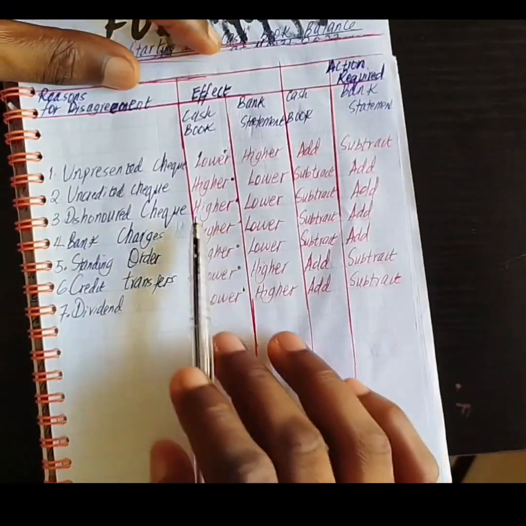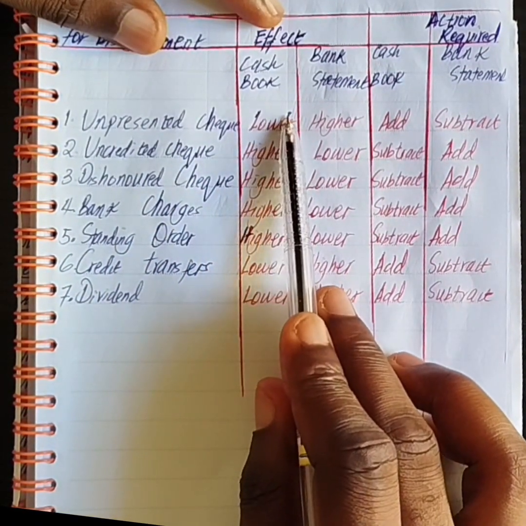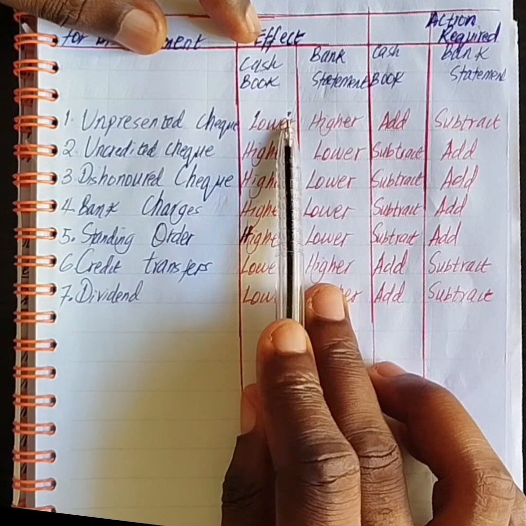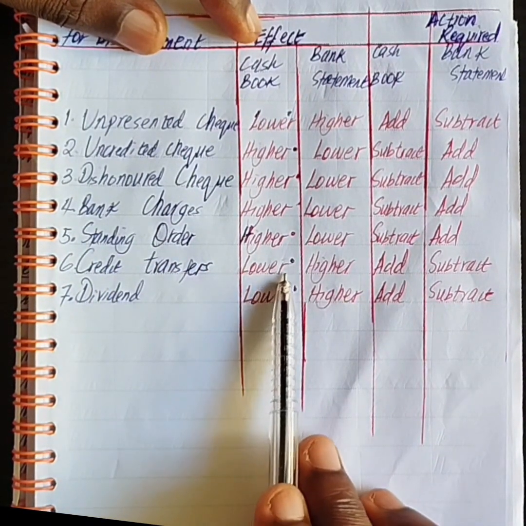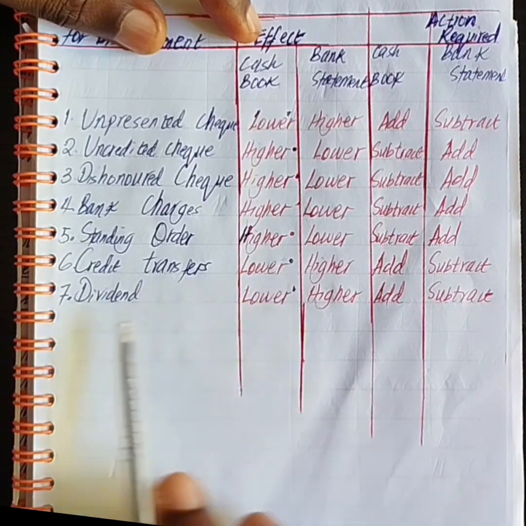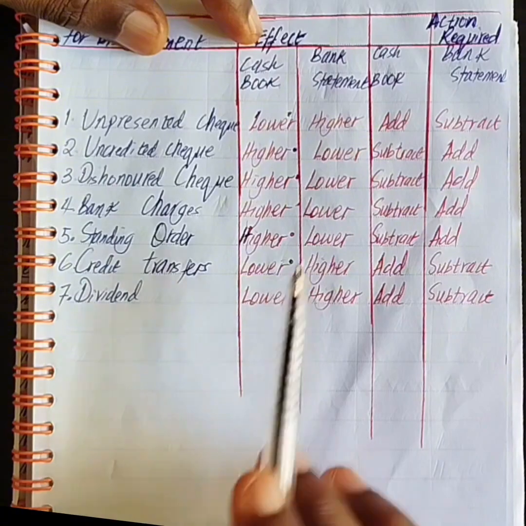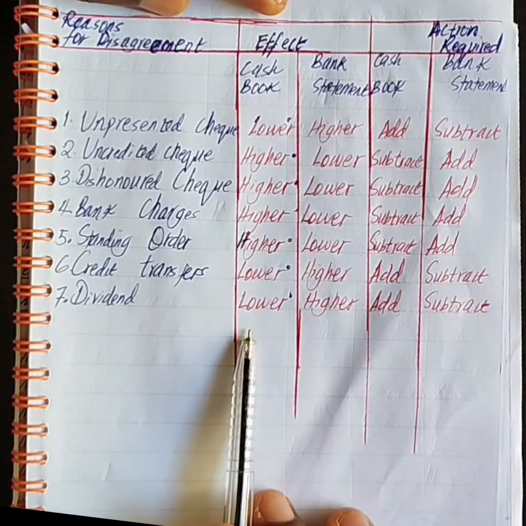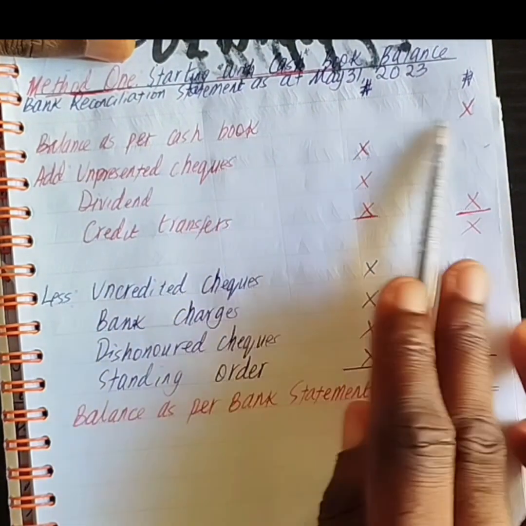See their effect. Their effect for unpresented check, this is it. It made the cash book to appear lower than normal. Then for credit transfer, it made the cash book to do what? To appear lower than normal. Also for dividend, it made the cash book to appear lower than normal. So the items that made the cash book to appear lower than normal should be added back to where? To the balance as per cash book.